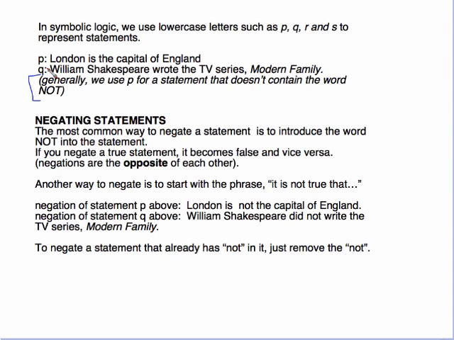The P and the Q, this is just shorthand notation so that if we have to do a lot of stuff with these statements, we don't have to keep writing London is the capital of England. When you see P, you know we're talking about London is the capital of England. So that's why the letters are just a shortcut for us.